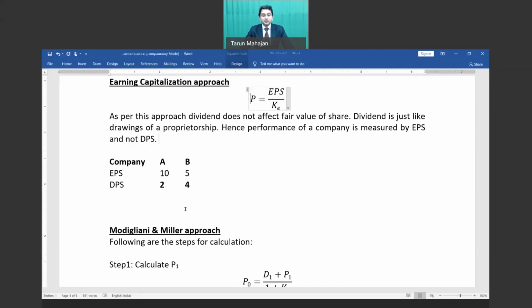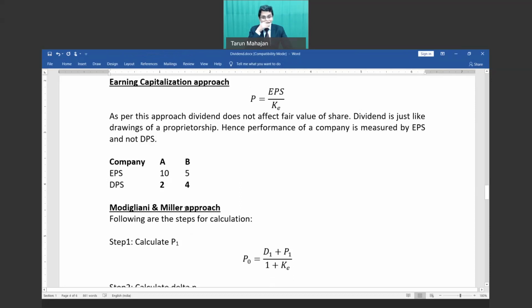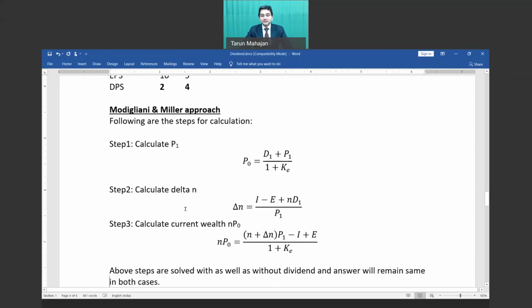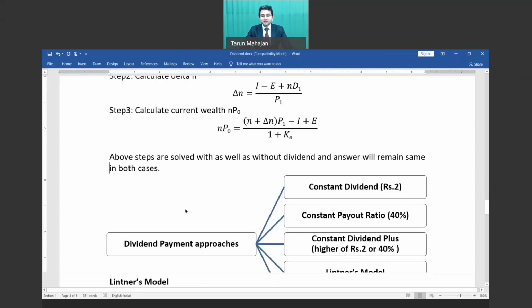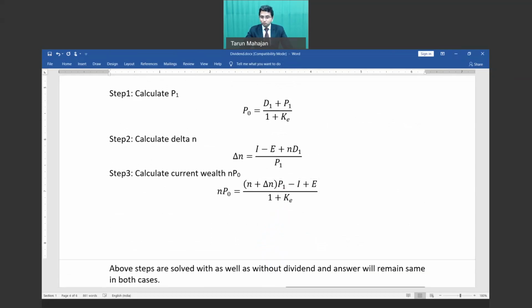So that's why the earning capitalization approach is also right. The dividend should not affect the price and earning should actually affect the price. The simple thing, Modigliani and Miller has made it complicated. Yes, we do have the Modigliani and Miller approach here also in dividend policy decision. It is there in capital structure theories and it is there under the dividend policy decision chapter also. And what does it say?